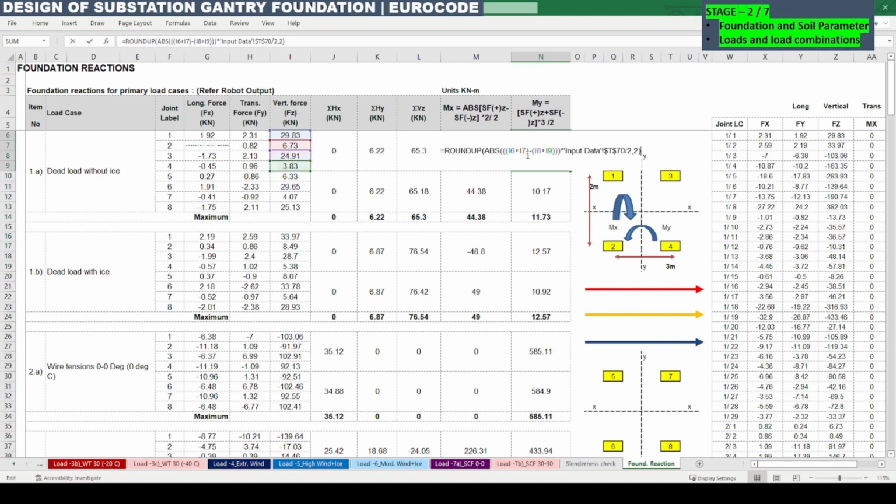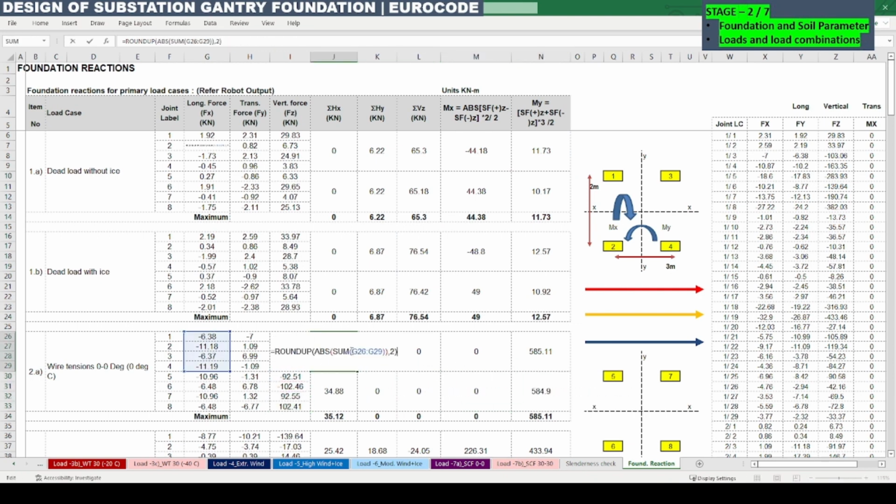The same case we need to apply here also. So we are adding these two and subtracting the other two opposite legs, and multiplied with the lever arm distance, we are getting the moment here. Likewise we need to do this for all the cases, and the maximum force we need to consider in Hx, Hy, Vz, Mx and My for all the cases. The formula remains the same for all the cases.